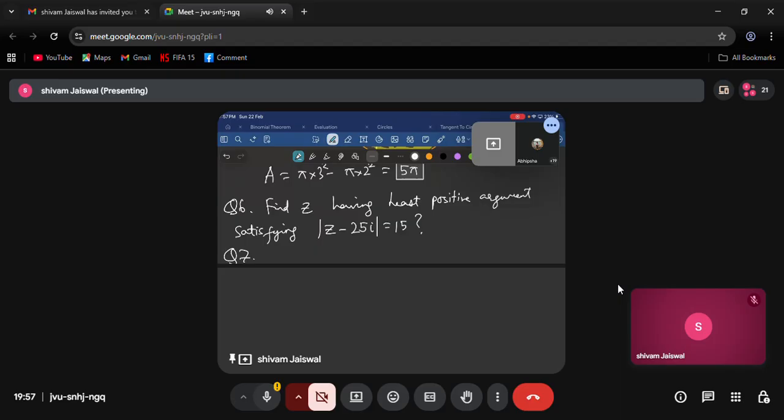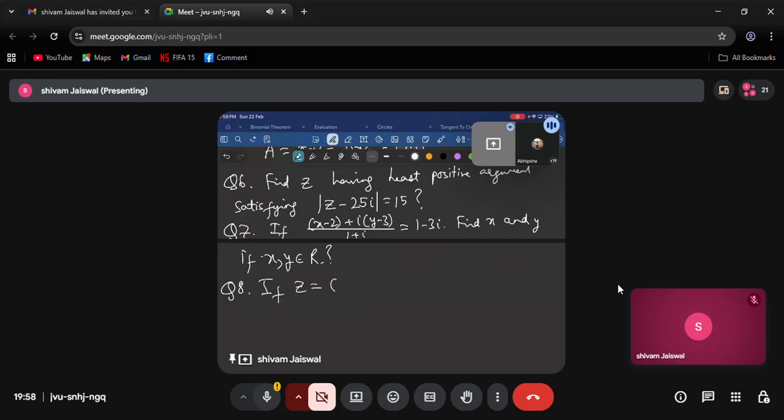Question number 7. If x minus 2 plus iota into y minus 3 upon 1 plus iota is equal to 1 minus 3 iota, find x and y, if x, y belong to real.